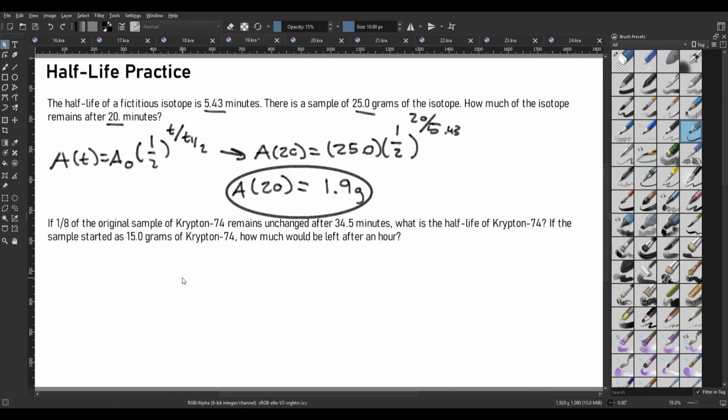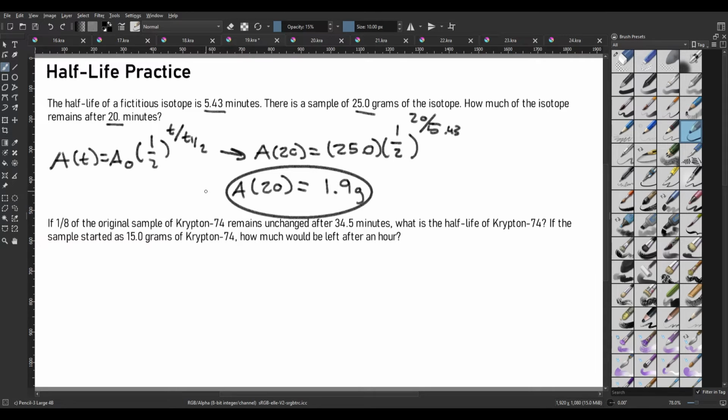The second question reads, let's clear my calculator. If 1/8 of the original sample of Krypton 74 remains unchanged after 34.5 minutes, what is the half-life of Krypton 74? So the initial sample started as 15 grams. How much would be left after the hour? So this is a 2-part question. So I'm going to go ahead and ignore the second part for now. We'll get that when we get to it.